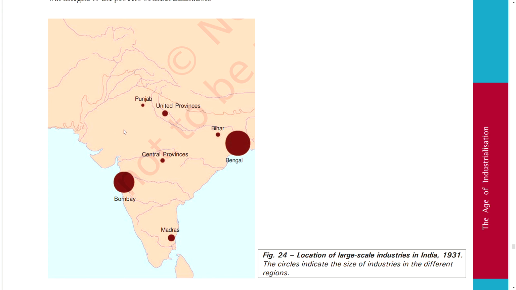Figure: location of large-scale industries in India, 1931. The circles indicate the size of industries in the different regions: Bombay, Bengal, Madras, United Provinces, Punjab, Central Provinces, Bihar.